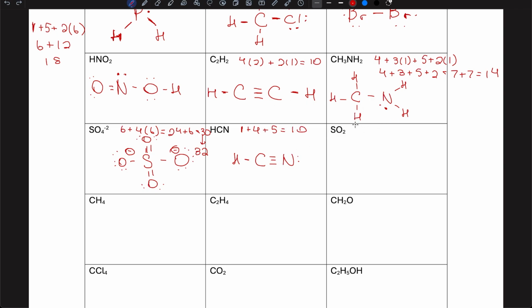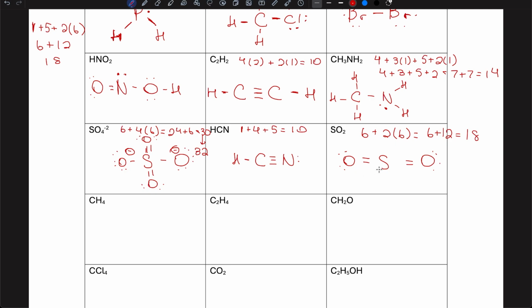Let's do SO2. Sulfur has 6 valence electrons, and we have 2 oxygens. Each also have 6 valence electrons. And so we form 6 plus 12 for a total of 18 valence electrons. We have 2 oxygens, and so I think sulfur is probably going to end up in the middle. Right? Each oxygen wants to have 2 bonds and 2 lone pairs, as it usually does.